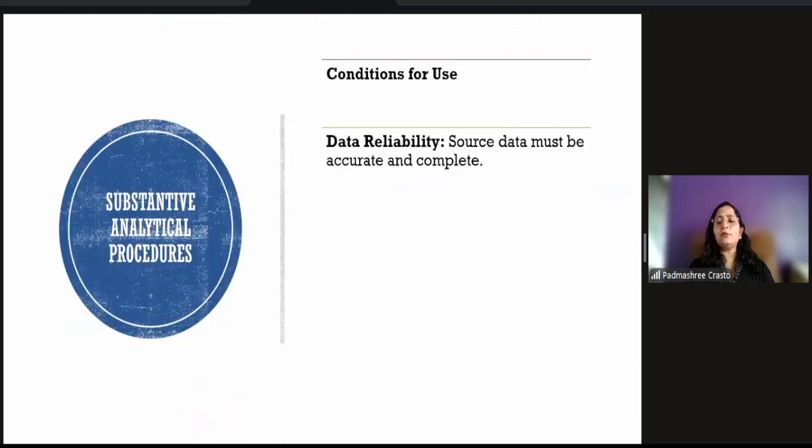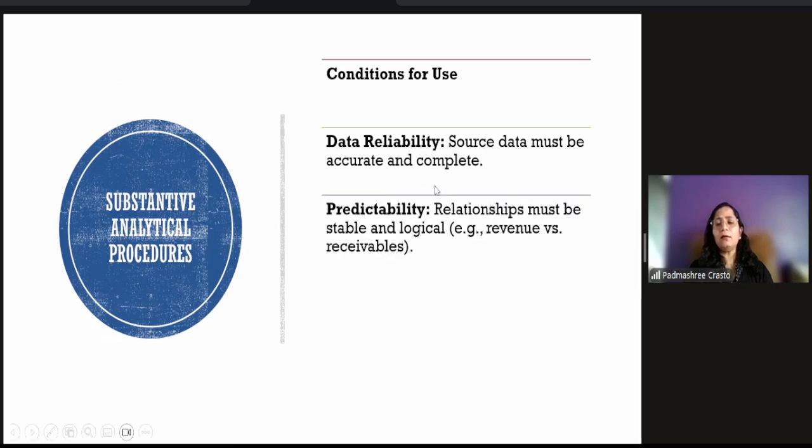What are the conditions for use? Again, we come to the repetitive thing, the data reliability. So source data must be accurate and complete. So the data must be more reliable. Predictability: relationships must be stable and logical. So for example, revenue versus receivables, purchases versus creditors. So the relationships must be stable and logical.